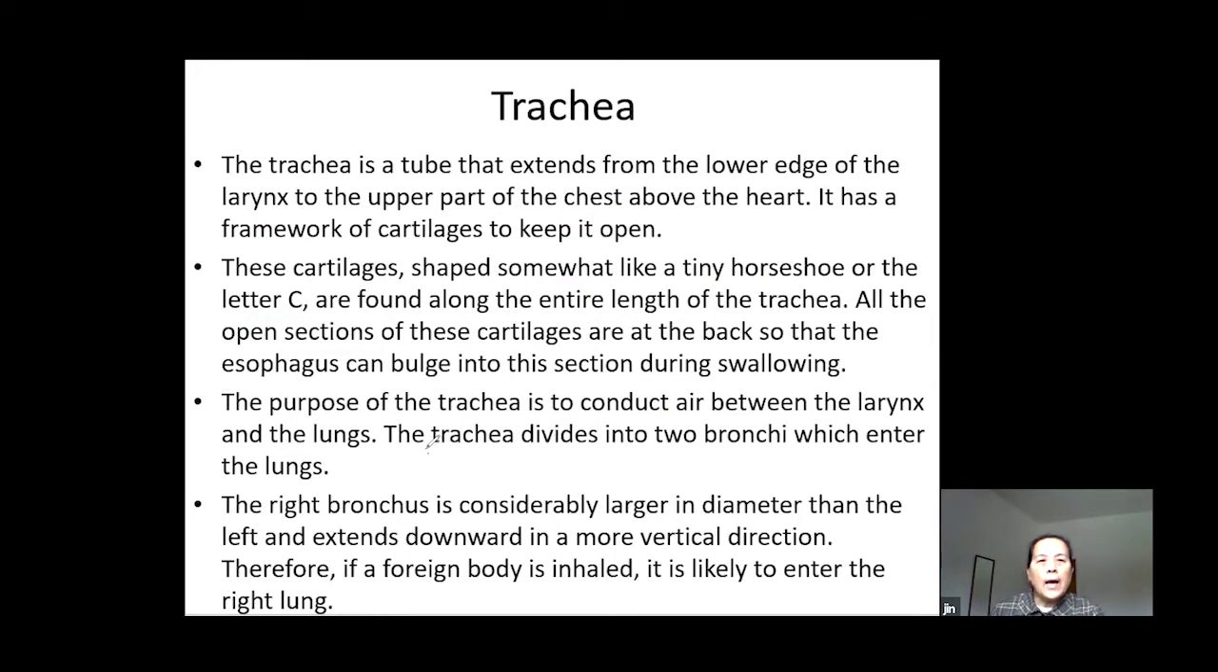And then the trachea divides into two branches. We call them pulmonary bronchi. They go to the lung. The right side is larger, and the left side is a little bit smaller. And the angle on the right side is a little bit bigger compared with the left side.